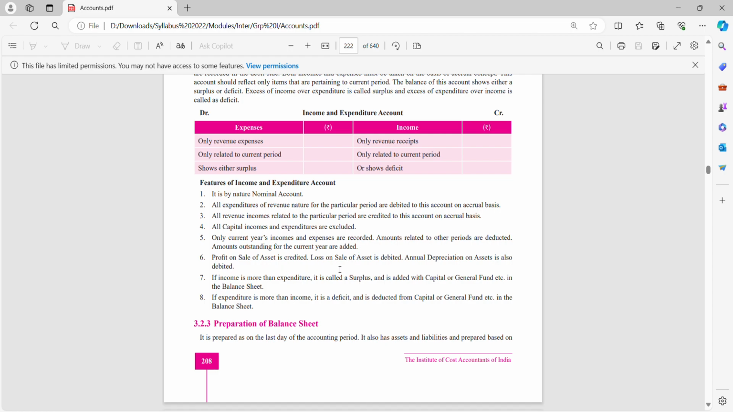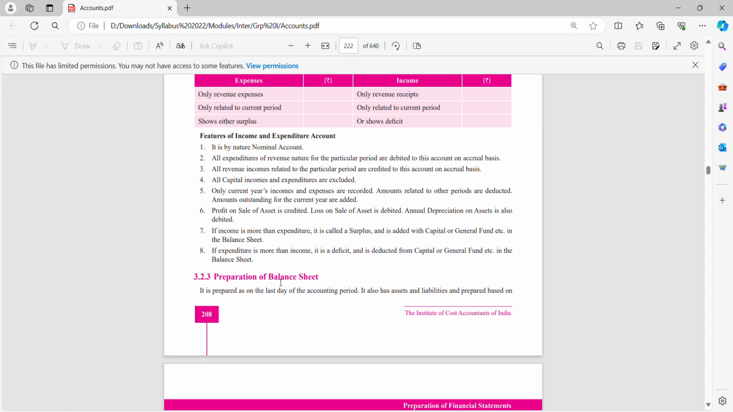Profit on sale of asset is credited. Loss on sale of asset is debited. Annual depreciation on asset is also debited. If income is more than expenditure, it is called surplus and is added to the capital or general fund in the balance sheet. And the same for deficit. The balancing figure is taken to the balance sheet.